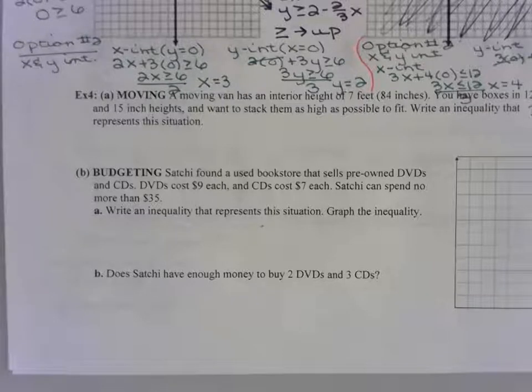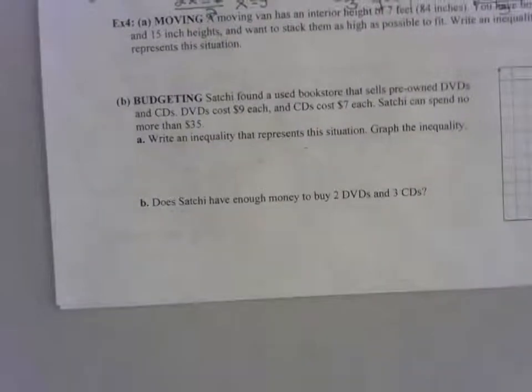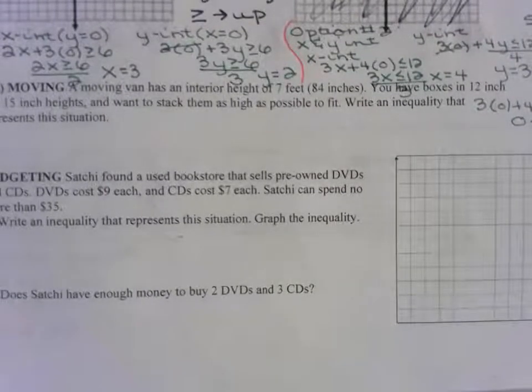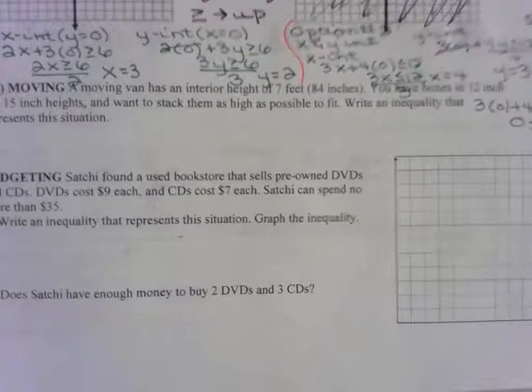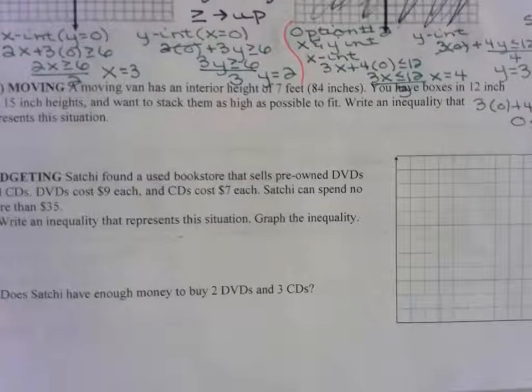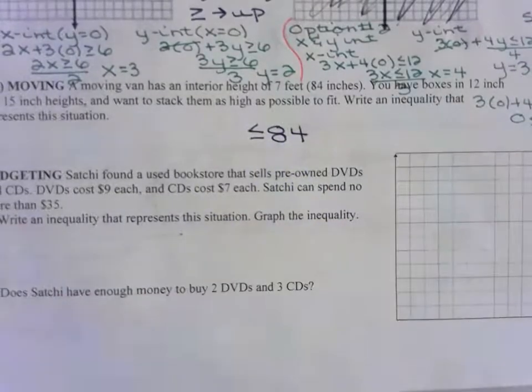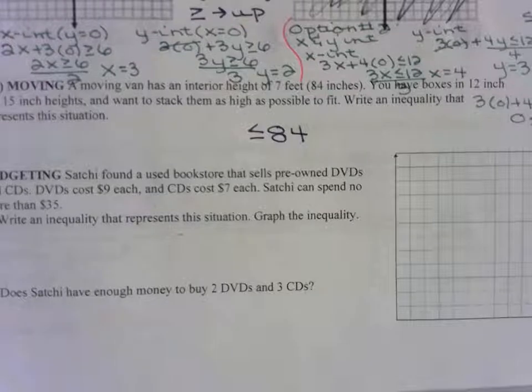Okay, so as I look at this, all I want to do is write an inequality. So let's think about this. I am stacking boxes, and I have 12-inch boxes and 15-inch boxes. What is the highest height I can stack these boxes? 84 inches. So I know that when I stack them, they have to be less than or equal to 84 inches. That is how high my moving van is, and I want to stack it as high as possible. So I want to know how high can I stack these boxes and still be less than or equal to 84 inches.